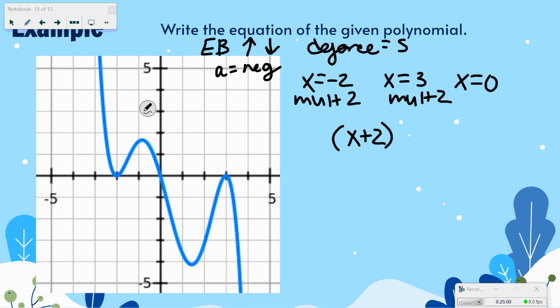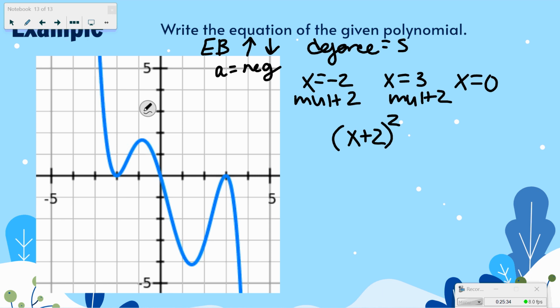Now, if I have a multiplicity of 2, that means I had this factor of x plus 2 twice. How else could I represent that? Good, I could just say it's x plus 2 all squared. So that is how I can tell that my factor has multiplicity. I have that exponent of 2 outside of it.